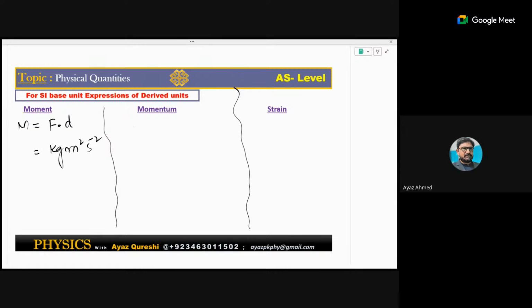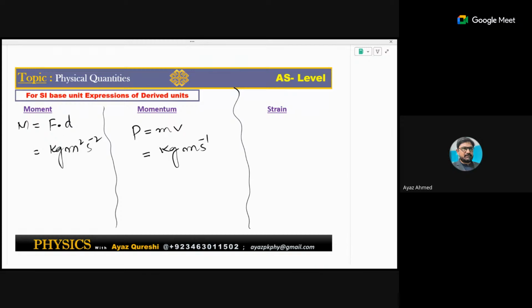For momentum, what is the defining formula for momentum? It is mass times velocity. Yes, that is mass times velocity. So it is kg m s minus 1. That is its SI base unit expression.